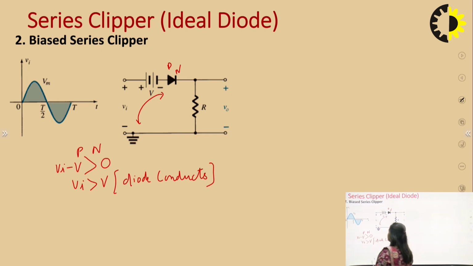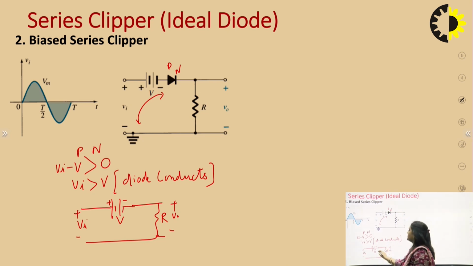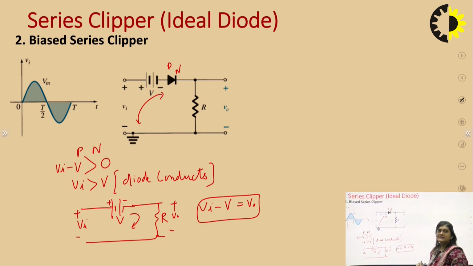Then the equivalent circuit would be like this, this is plus, this is minus. The diode will be short if it is conducting, so it will be replaced with a short circuit. This is I, this is V0. In that case, by applying KVL here, we find Vi minus V is equal to V0. So this is the value of V0 whenever the diode is in conducting state.